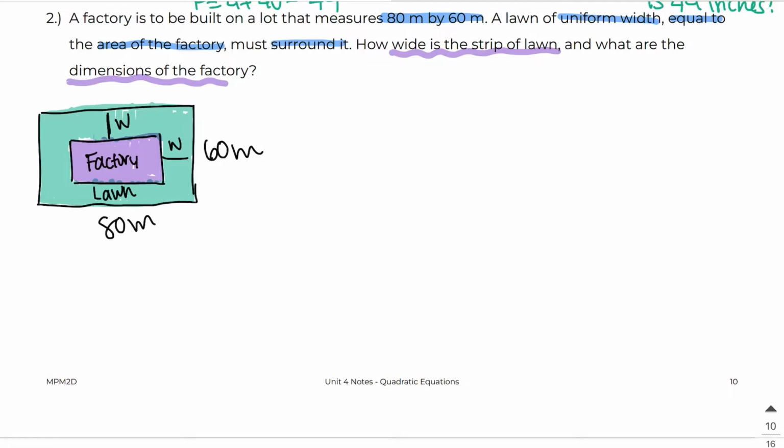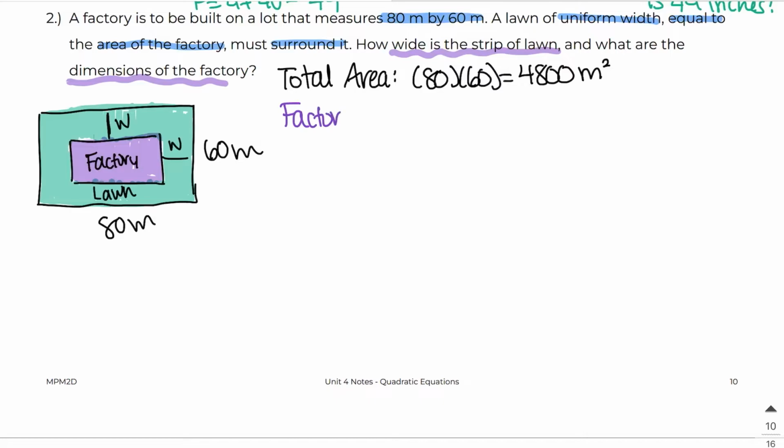Well, we know the total area, right? We can easily find the total area. All we have to do is just multiply the length by the width. And when I multiply those two together, I get 4,800 square meters. But because these two areas, the green and the purple area together, make 4,800 and each one is equal, then we can easily say that the area of the factory is going to be equal to half of this 4,800. So I'm going to take 4,800, divide it by 2, and I get 2,400.